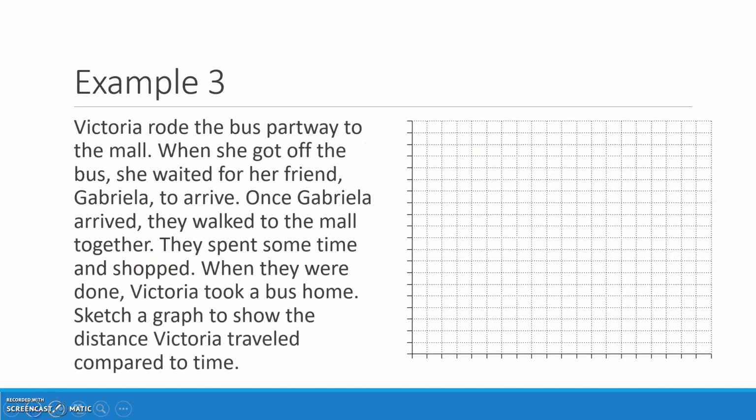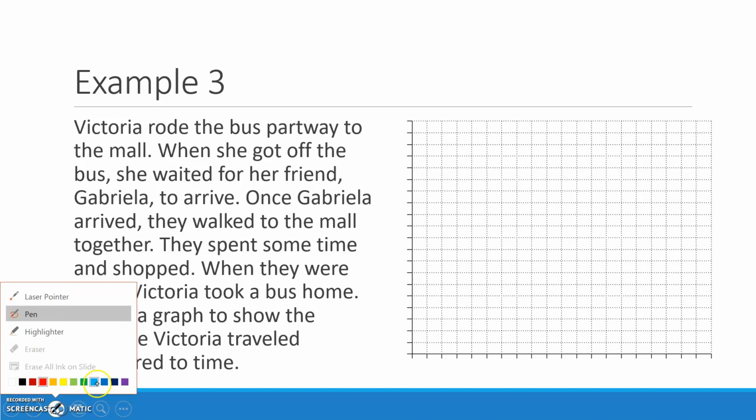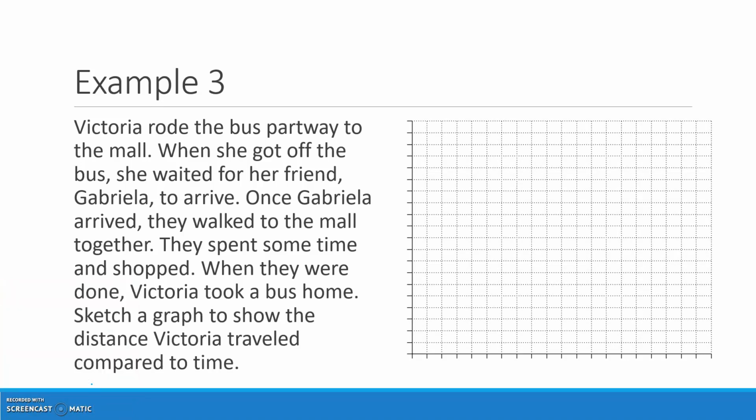All right. Now we're going to go the other way. So we're told a story and we have to sketch the graphs. So, change colors up. Victoria rode the bus partway to the mall. When she got off the bus, she waited for her friend Gabriella to arrive. Once Gabriella arrived, they walked to the mall together. They spent some time and shopped. When they were done, Victoria took a bus home. Sketch a graph to show the distance Victoria traveled compared to time.